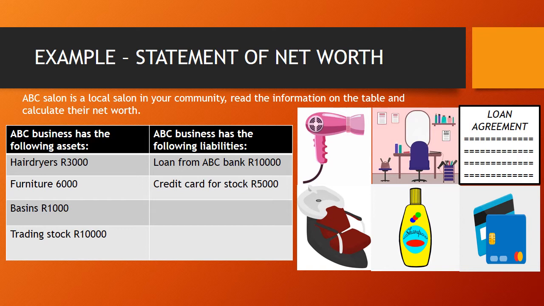And so on the right hand side of the table, ABC business has the following liabilities. They have a loan from ABC Bank, which is to the value of 10,000 Rand, and a credit card for stock to the value of 5,000 Rand. And so in the following slide, I'll be explaining how we then calculate the statement of net worth.